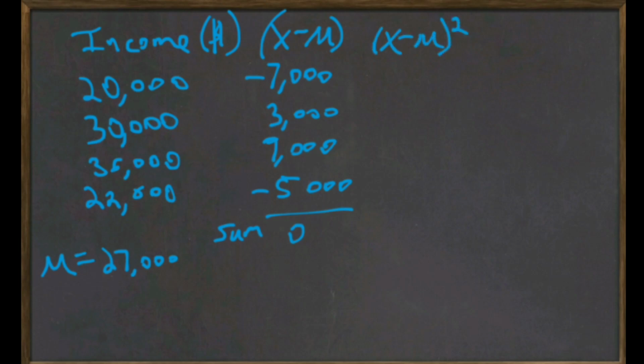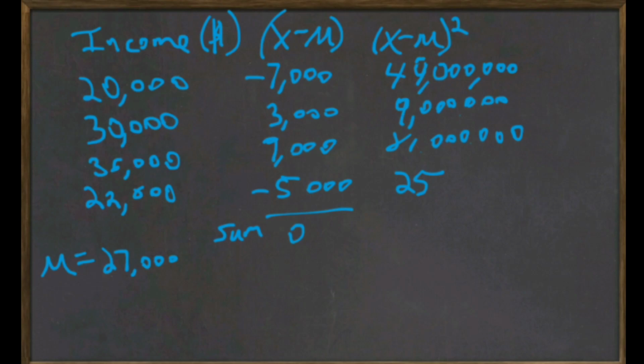So what is the squared? I'm doing this by a computer just so I don't forget some zeros, but the squared deviation here is 49 million. Right, there's 6 zeros after this. And the rest remain also the same. So 9 million, 81 million, and 25 million.